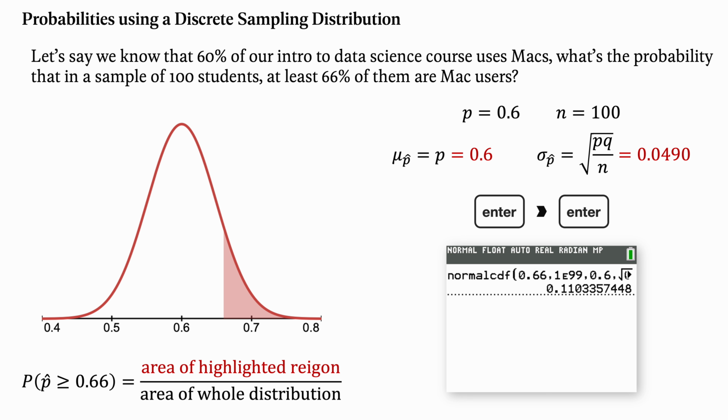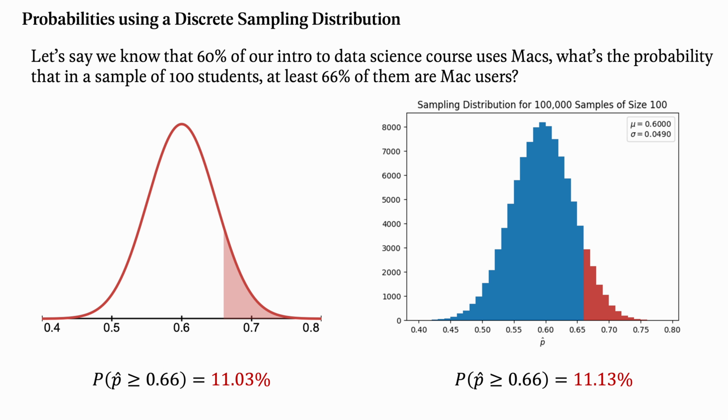Press enter twice to paste and then compute our function, and we'll find that 11.03% of the area under the curve is represented by the highlighted region. This is really close to what we got with the discrete scenario. They're a little bit off because of the randomness involved in generating the histogram on the right, so the probability generated under the normal curve is actually more accurate.